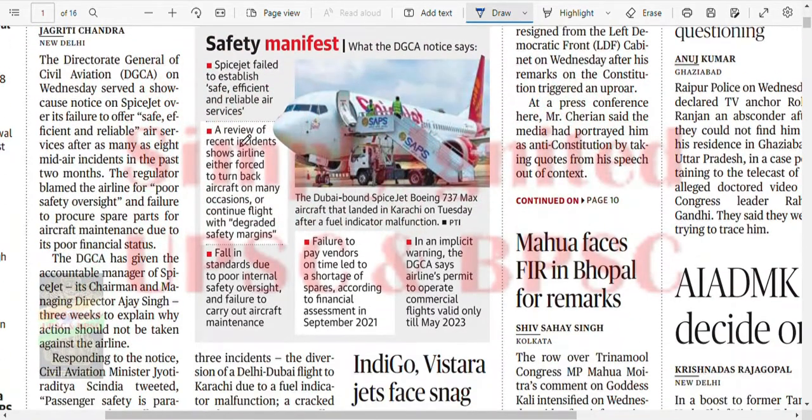DGCA on Wednesday served show cause notice to SpiceJet over its failure to offer safe, efficient, and reliable air services after as many as 8 mid-air incidents in past 2 months. The regulator blamed the airline for poor safety oversight and failure to procure spares. The DGCA has given the accountable manager of SpiceJet, its chairman and managing director Ajay Singh, 3 weeks to explain why action should not be taken against the airline.